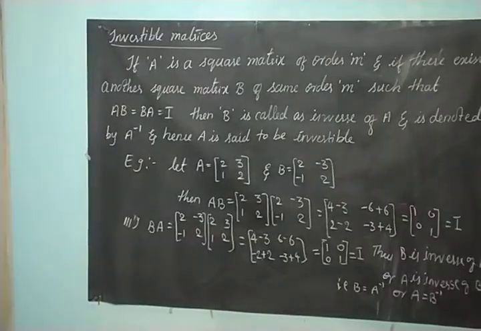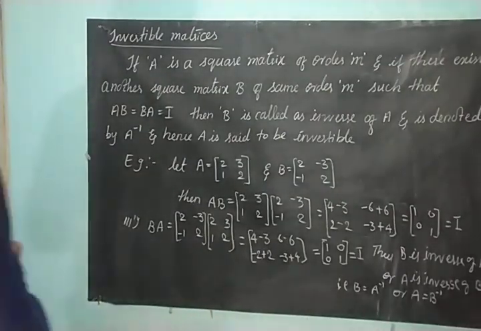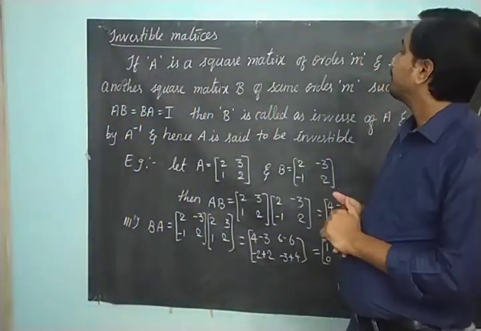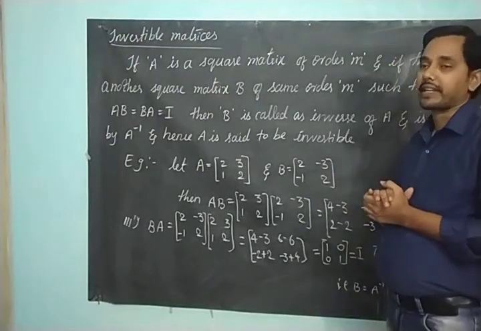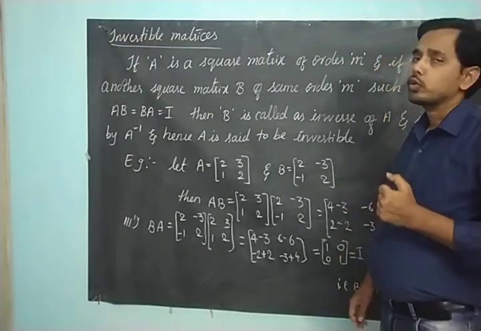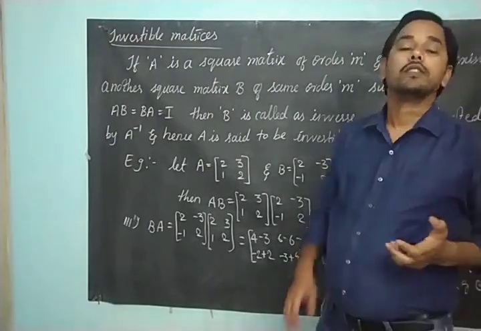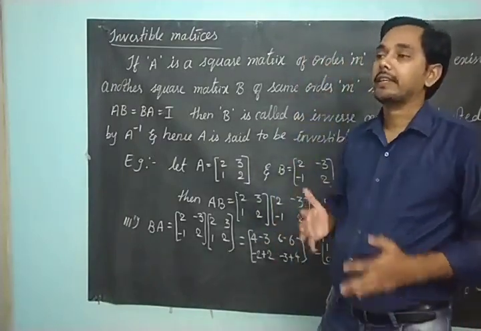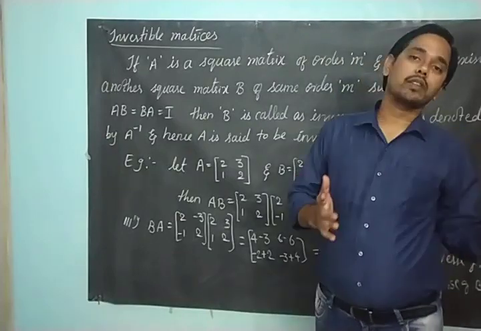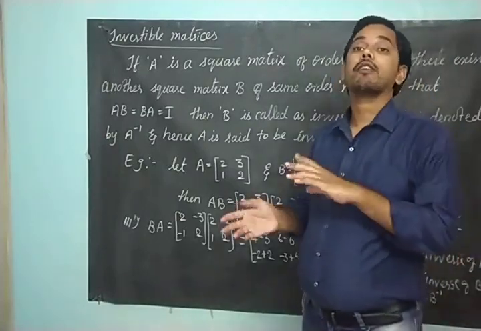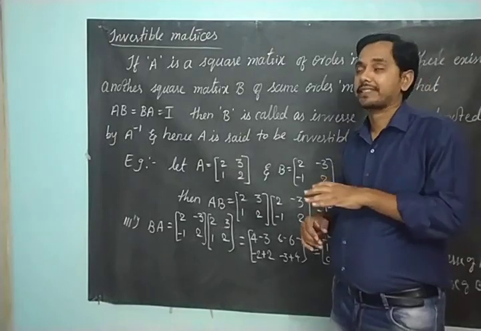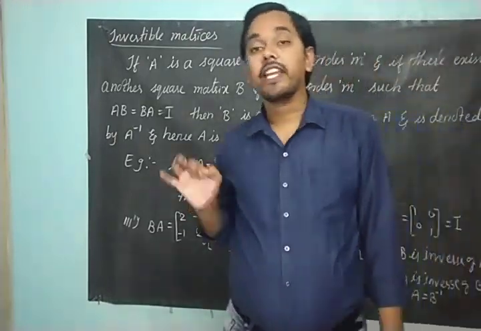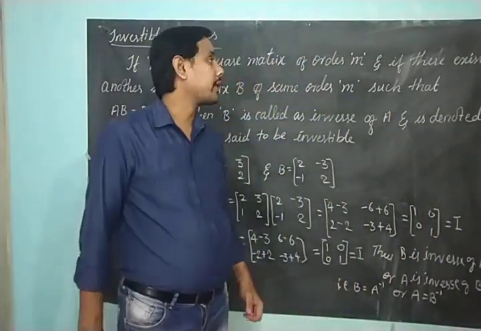Okay friends, let's move on to the next topic, that is invertible matrices. So what are invertible matrices? The matrices which have an inverse. If A is a matrix and it has an inverse, then we call it an invertible matrix. One more condition: for any matrix to have an inverse, it should be a square matrix.